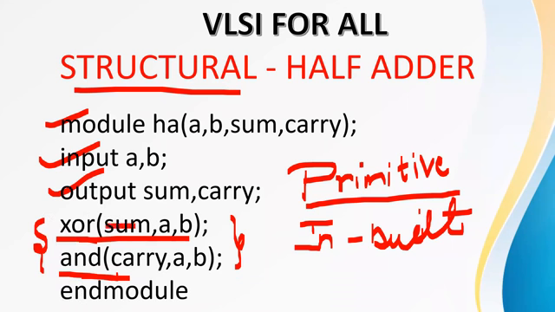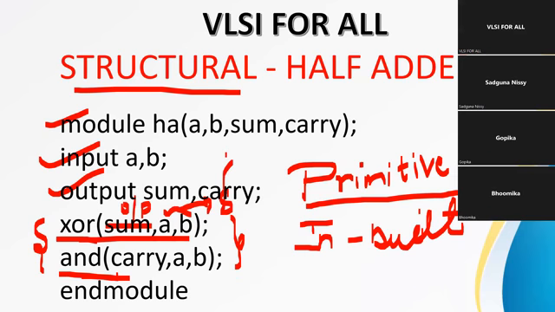This sum is actually the output, nothing but the destination. This A comma B, these both are the source. Source means what? Inputs. Okay.